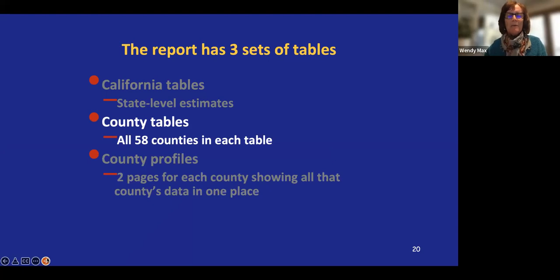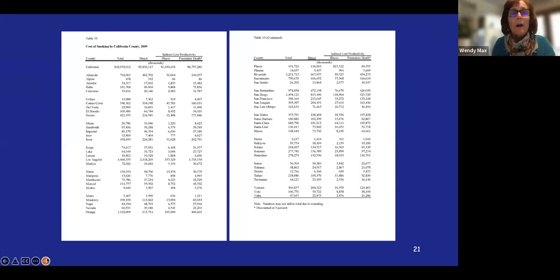Then we have some tables where we present all 58 counties together in the same table. For instance, here's the summary cost table showing the total cost, the direct healthcare costs, and then the two lost productivity measures from illness and from premature death. In one table, we list all 58 counties, and that can be useful because you can see how the counties compare. Of course, as you probably expect, the costs are greatest in Los Angeles County, the largest, most populous county in the state. It would probably be more reasonable to look at the cost per smoker or the cost per person, which we also include. But this gives you a sense of how much variation there is within the state from county to county.